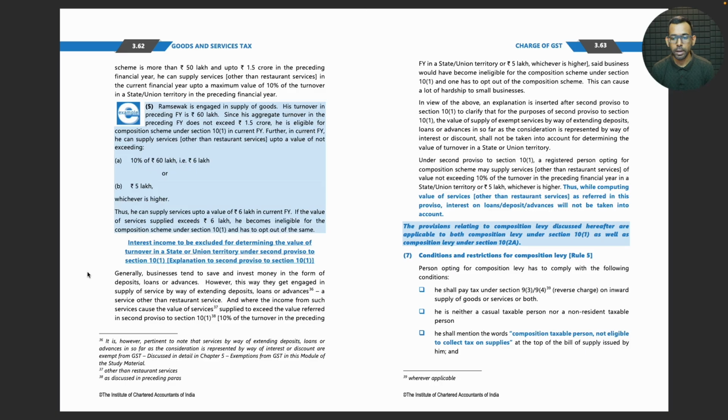The provisions relating to composition levy discussed hereafter are applicable to both composition levy under section 10 subsection 1 as well as composition levy under section 10 subsection 2a. Conditions and restrictions for composition levy, rule 5. Persons opting for composition levy have to comply with the following conditions.